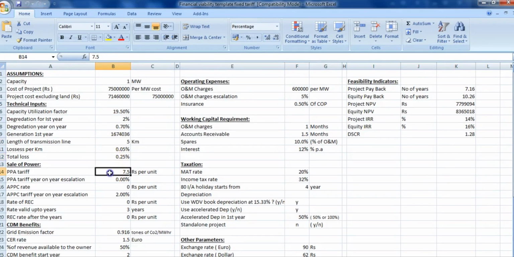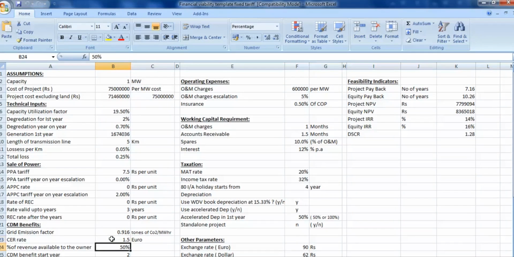A fixed tariff of 7.5% for 25 years has been considered. So, there is no escalation provided in this case. Grid emission factor of 0.916 has been considered. CER rates of 1.5 euro for one carbon credit has been considered in this case.